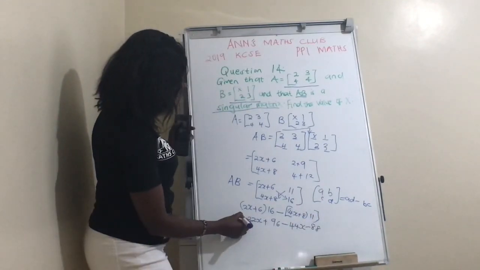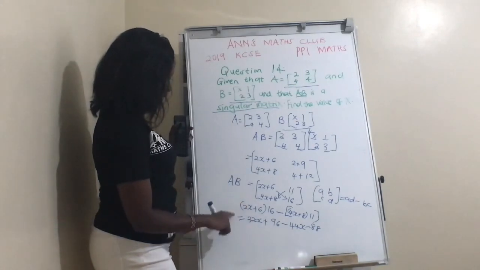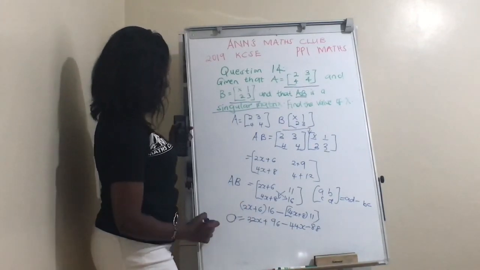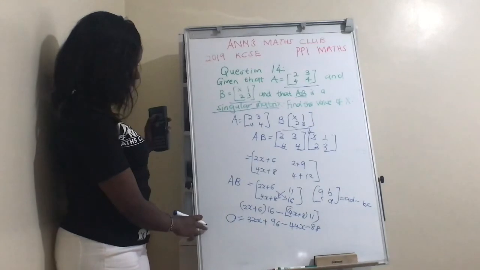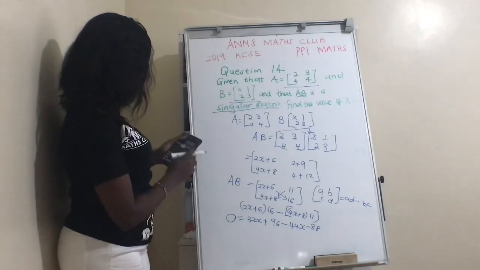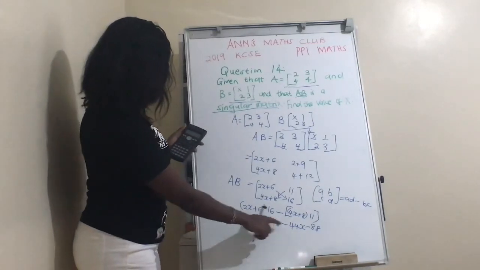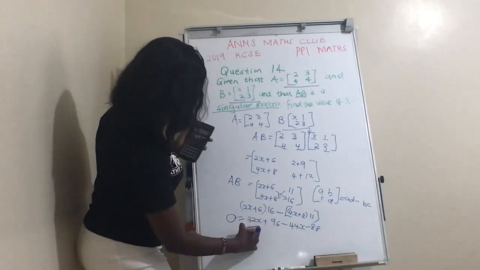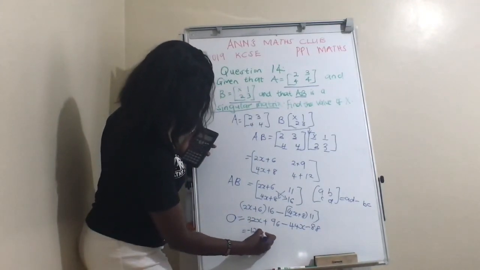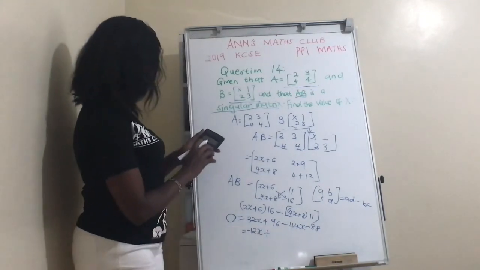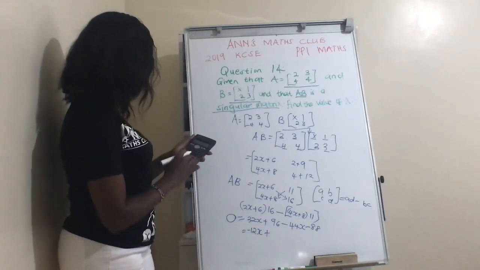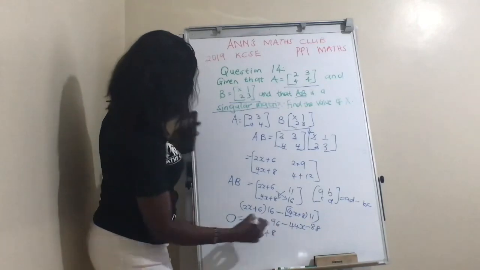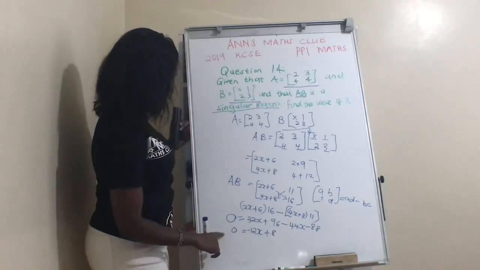So once we have this, remember we said that the determinant should be equal to 0. So you can equate 0 to this side. Now you can collect the like terms together. So 32 minus 44 gives you minus 12x, plus 96 minus 88, you get 8. So for this side, remember it's equal to 0.